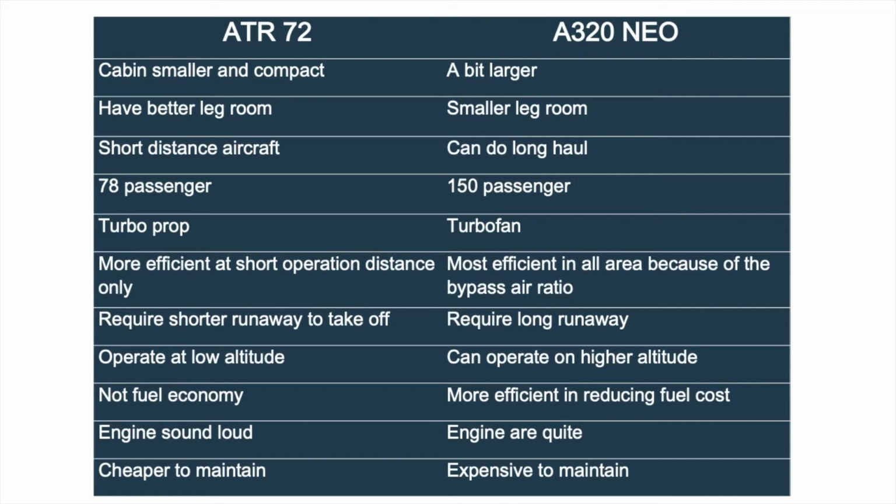And then the major difference is in their engine, which ATR is using the turboprop, while A320 is using the turbofan. So the turboprop has a disadvantage, which is that it is quite noisy, and you can hear the sound of the engine inside the cabin. And the turbofan has more efficiency because it has the highest bypass air ratio compared with the ATR 72.